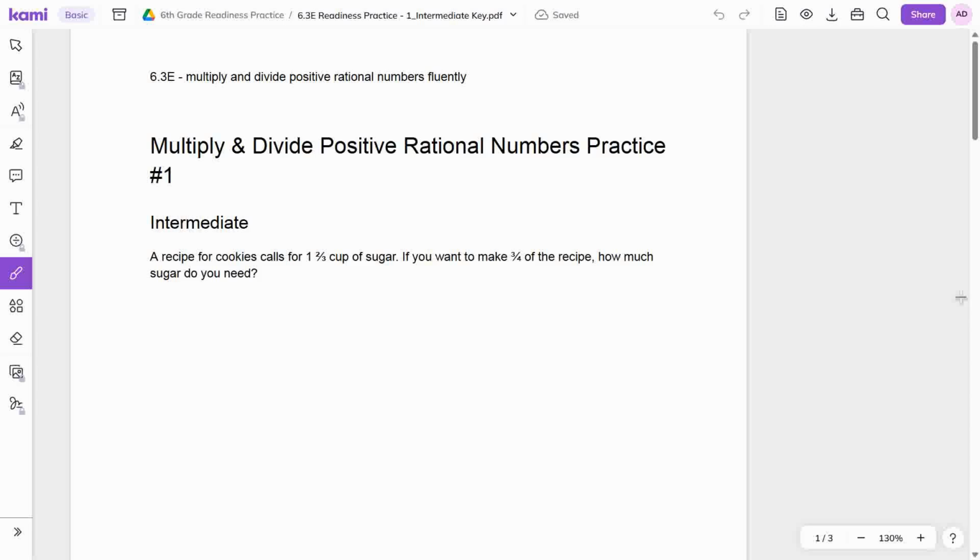Today we are looking at the 6th grade concept of multiplying and dividing positive rational numbers. This is 6.3e Readiness Practice, the intermediate version.